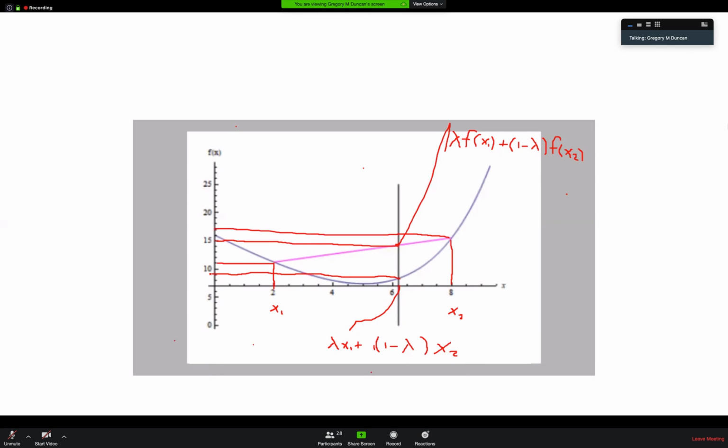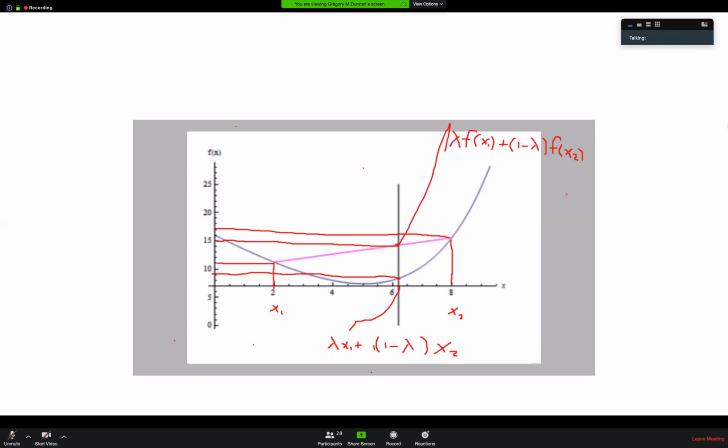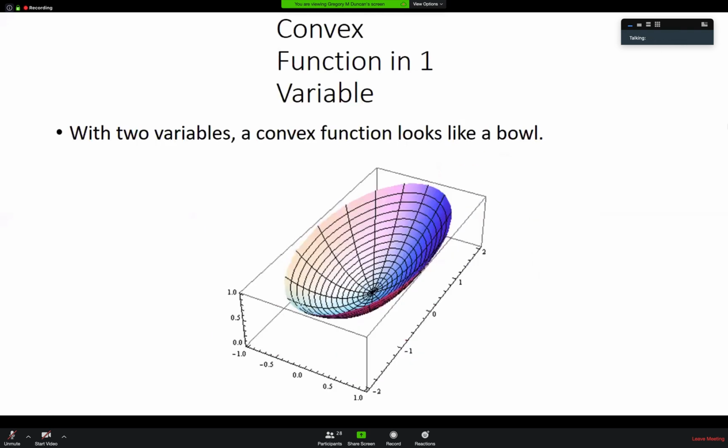Let's see. Oh, criminy. There, look at that. Let's try it. Okay, so it would have worked. Well, I'll know better next time.